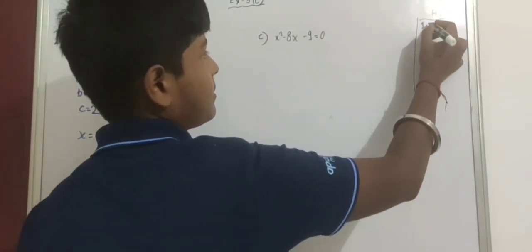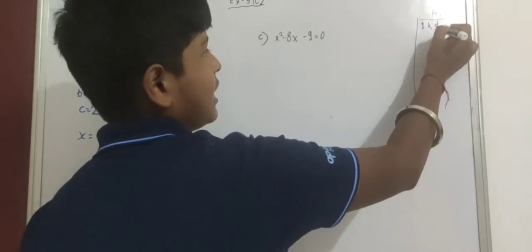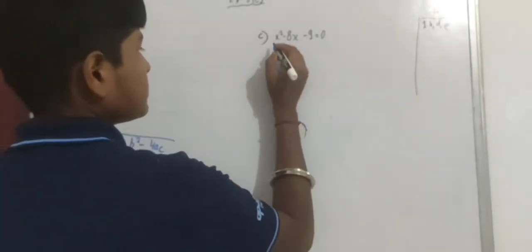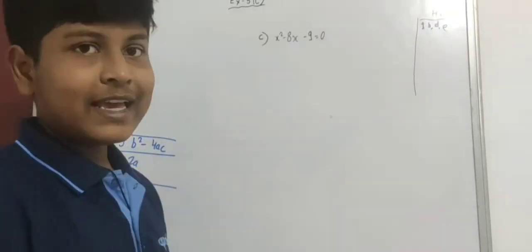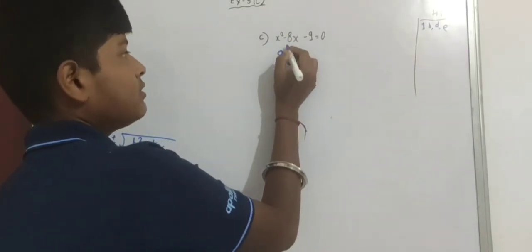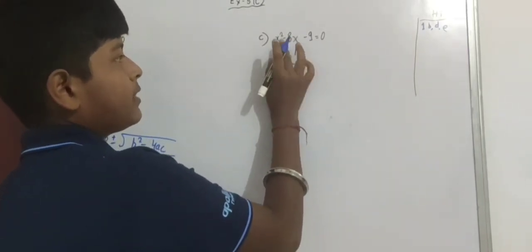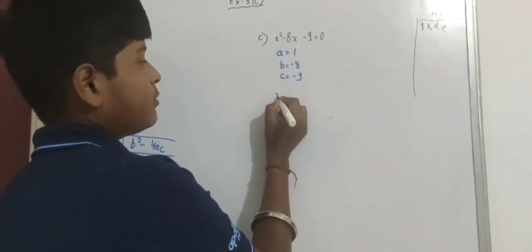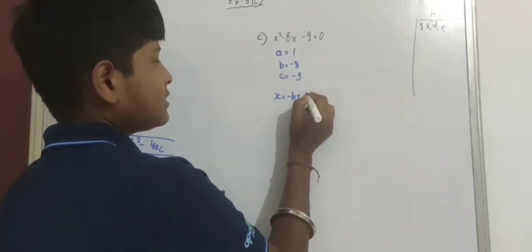Okay friends, here your homework I am writing here, one part B, one part D and one part E, but the answer will be in the description box. So now solving part C. I'm choosing this because I find this a bit different from others. On comparing, we have a is equal to 1, b is equals to minus 8, c is equals to minus 10. We have to compare with ax square plus bx plus c.